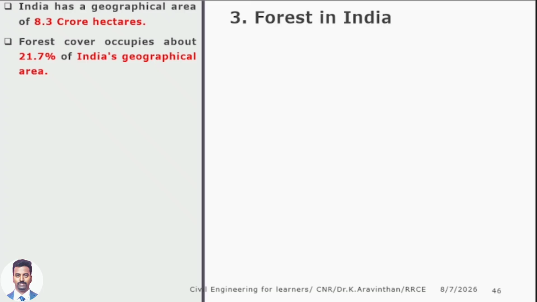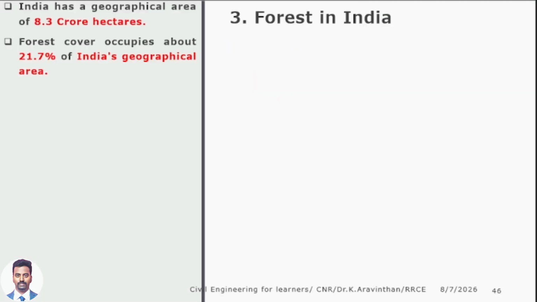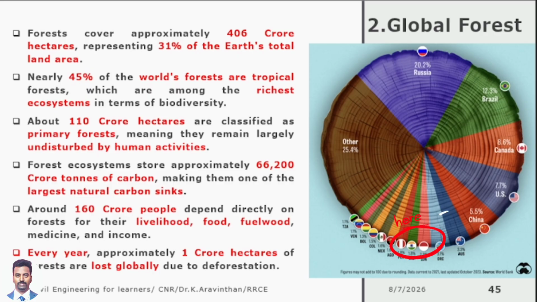Sir, in India, how much forest is available? 8.3 crore hectares of forest only. In global, how many crores of hectares? 406 crore hectares of forest. In India, how many hectares? 8.3 crore hectares only. India is in this place. 1.8% of forest is only there.